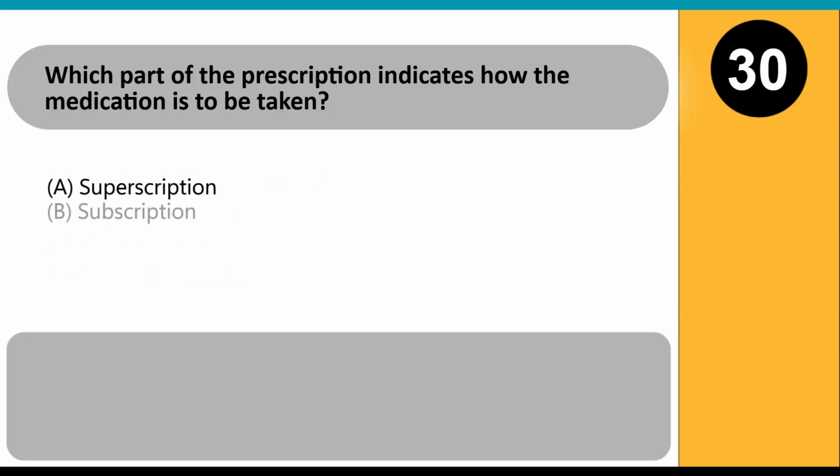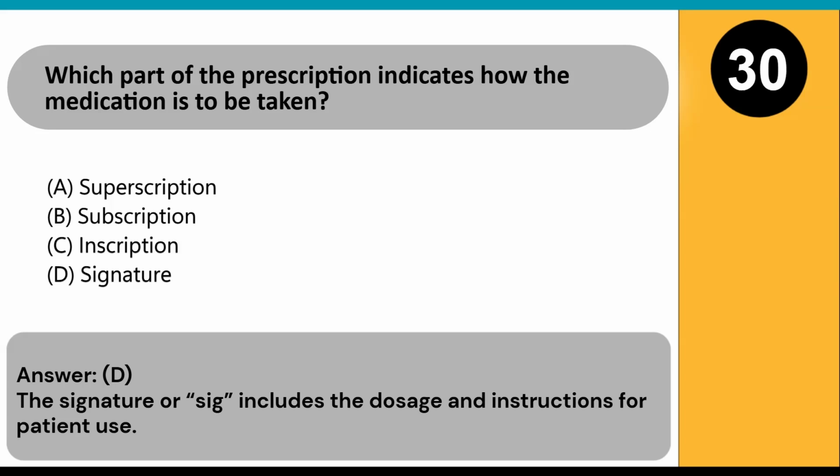Which part of the prescription indicates how the medication is to be taken? A. Superscription. B. Subscription. C. Inscription. D. Signature. Answer D. The signature, or sig, includes the dosage and instructions for patient use.